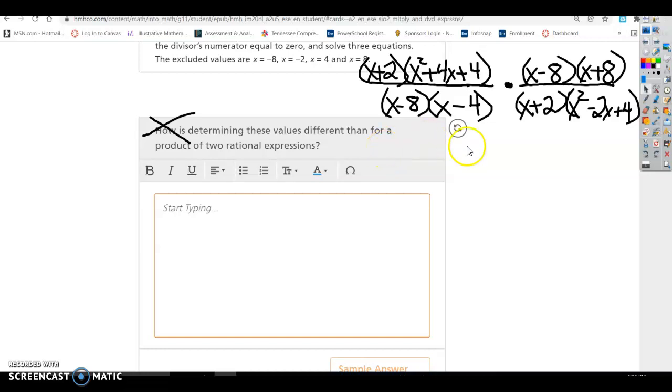For a product of two rational expressions, well, the only difference is we had to do the reciprocal of the second one. So to do division, you multiply by the reciprocal of the second one. So the excluded values still come from the denominator, but remember you have to change it to multiplication before you look for those excluded values.